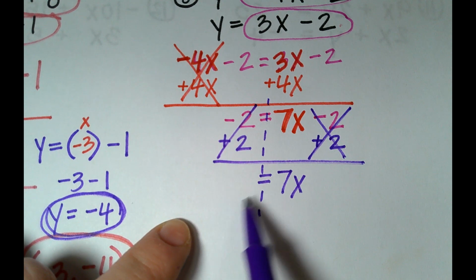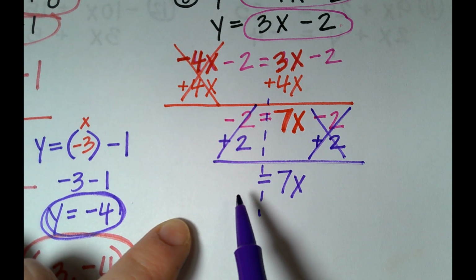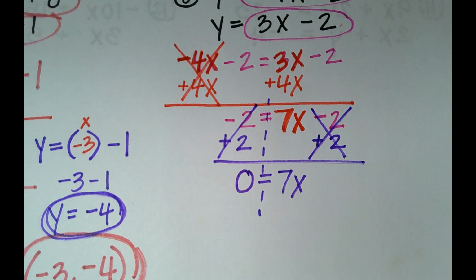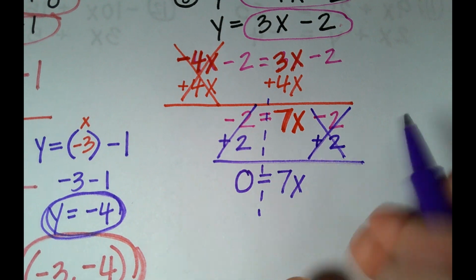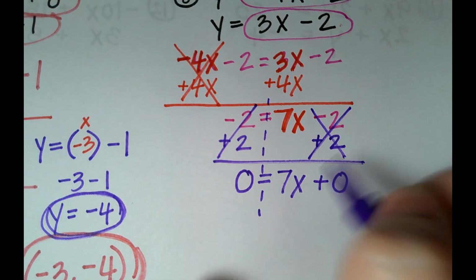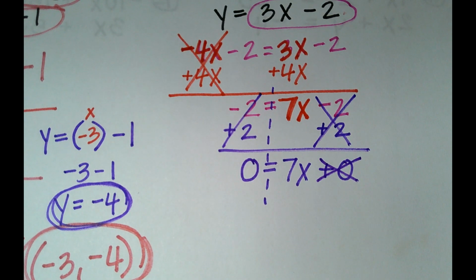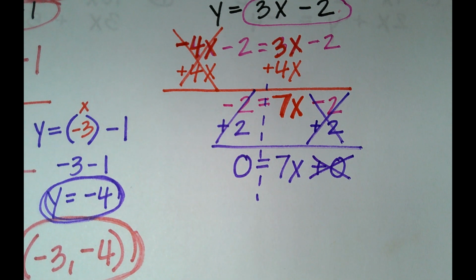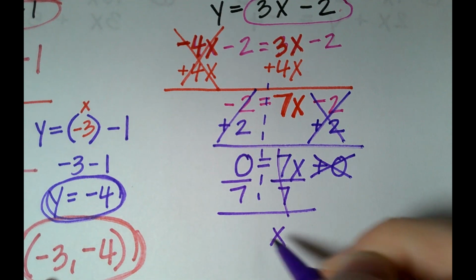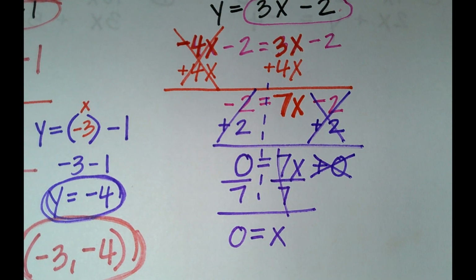But can I leave nothing on this side of my equation? No. That's why in this case, we would need to write 0 equals 7 times x. Because 0 is a number. I mean, if you wanted, you could bring down plus 0 over here and then subtract 0 from both sides to get rid of it, but you're just writing stuff and it doesn't help you. So what do I do next? Divide by 7. And 0 divided by anything is 0. So our x is 0.